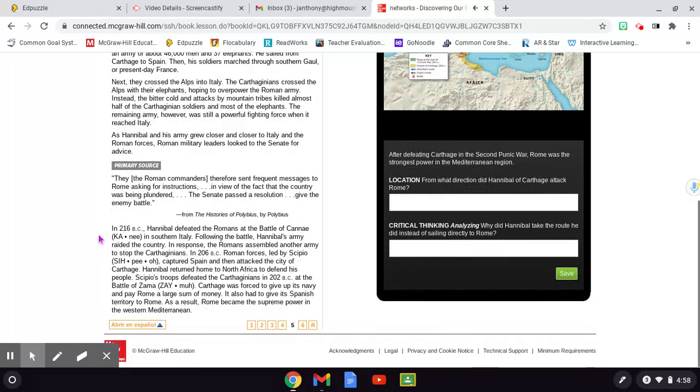As Hannibal and his army grew closer and closer to Italy and the Roman forces, Roman military leaders looked to the Senate for advice. Primary source. They, the Roman commanders, therefore sent frequent messages to Rome asking for instructions, in view of the fact that the country was being plundered. The Senate passed a resolution, "Give the enemy battle." From The Histories of Polybius by Polybius.